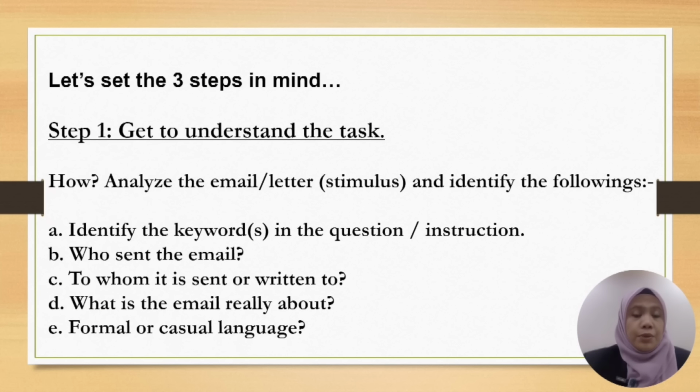2. Who sent the email? 3. To whom is it written? 4. What is the email really about? 5. Should I use formal or informal language? By answering these questions, you are identifying the context, which is crucial. For example, if it's from your friend, the tone should be casual. But if it's from your lecturer or a club secretary, it should be more formal and polite.